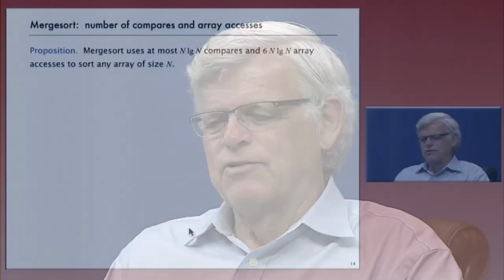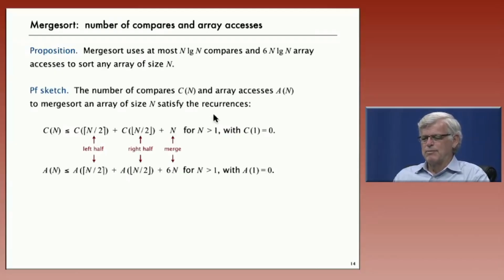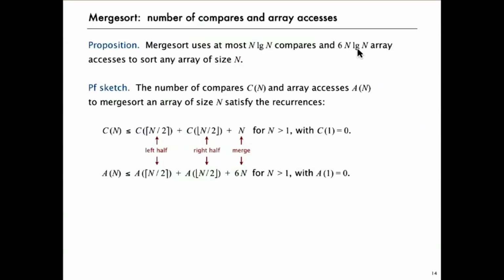Let's look at the analysis of merge sort. That's a bit of math, but very instructive, because this really shows the power of the divide and conquer method, and allows us to take a problem that was taking us quadratic time with methods like insertion and selection sort, and get it done in n log n time with merge sort. So that's the proposition. Merge sort uses at most n log n compares and 6 n log n array accesses to sort any array of size n.